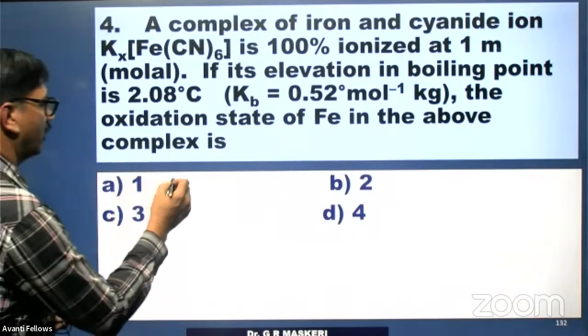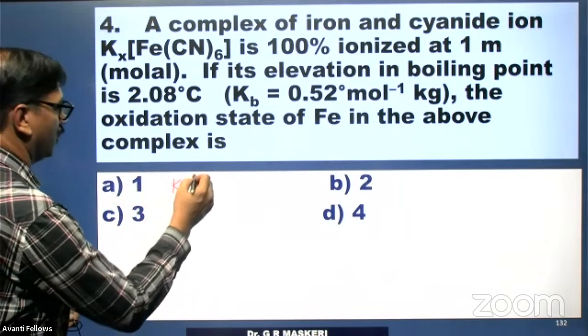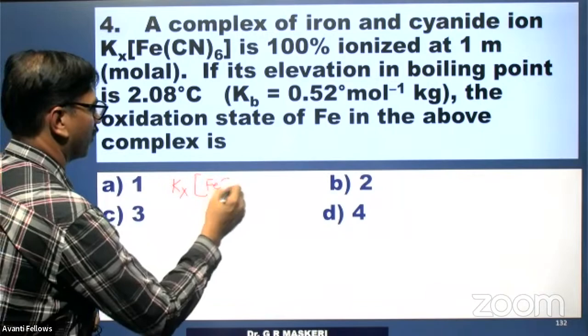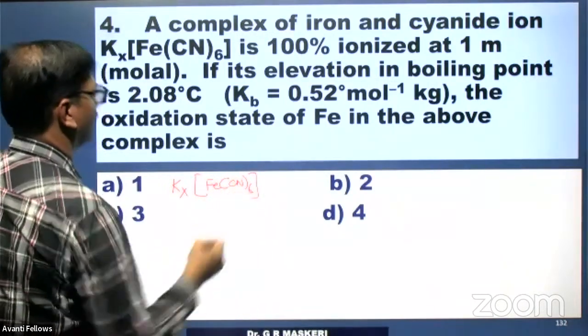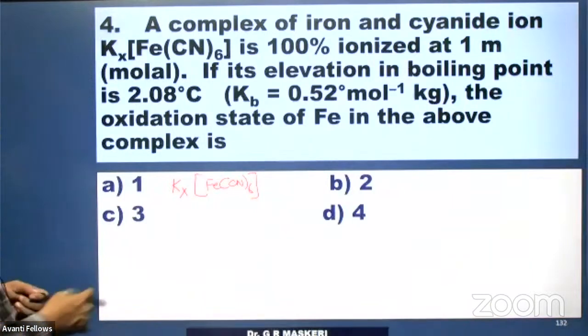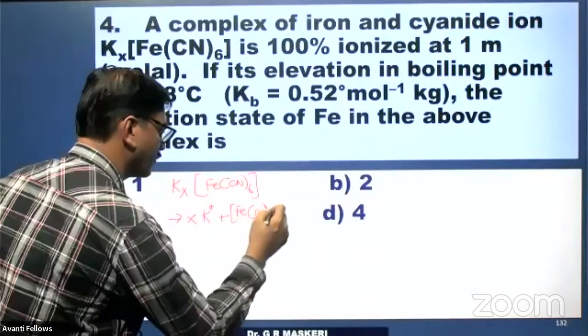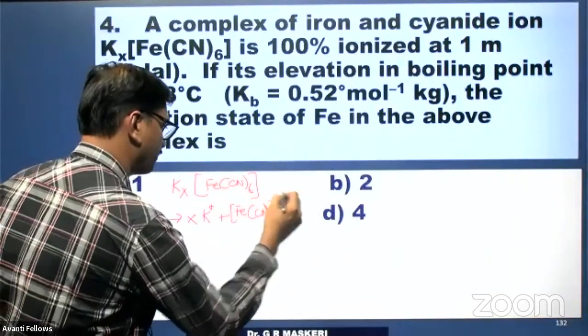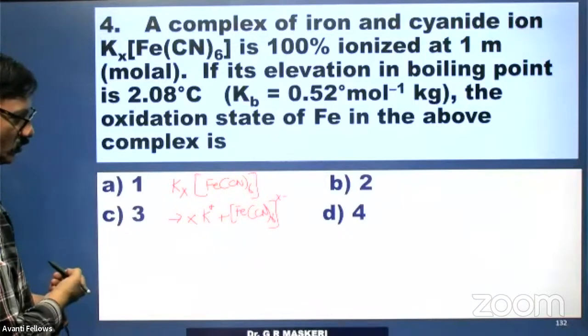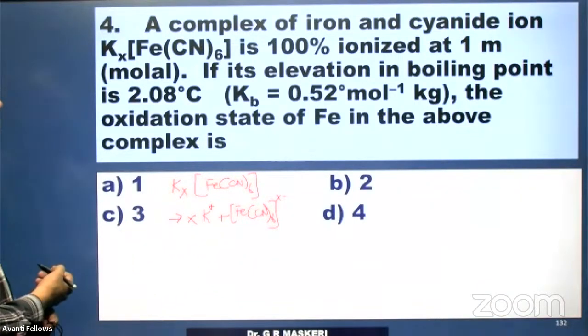So it is given as KX Fe(CN)6. 100% ionized means it gives X number of K plus ions, plus Fe(CN)6 with X minus charge. This becomes X minus there. This is X number of K plus. Now, its elevation of boiling point is being given, 2.08. The oxidation state is being asked. How will you do it?